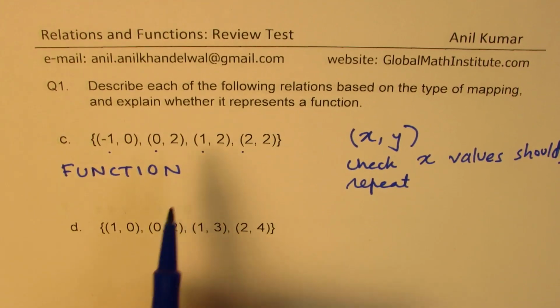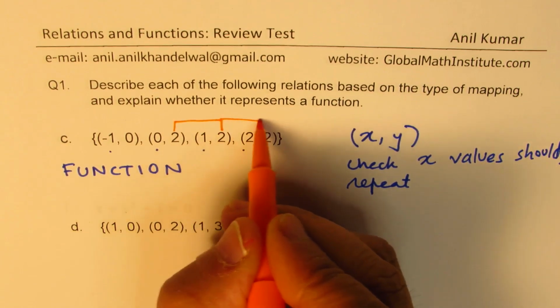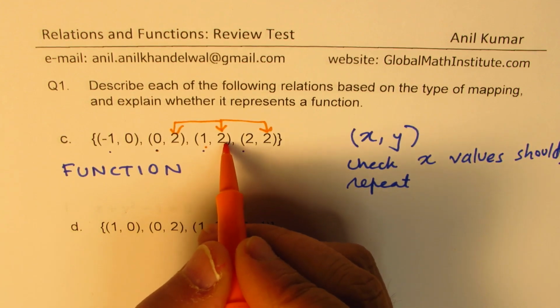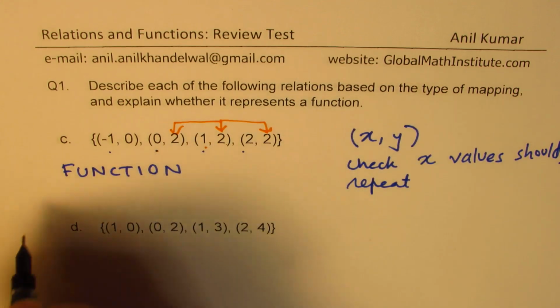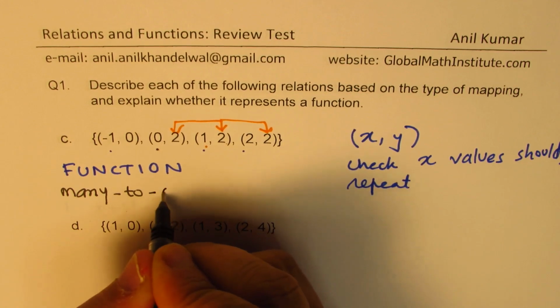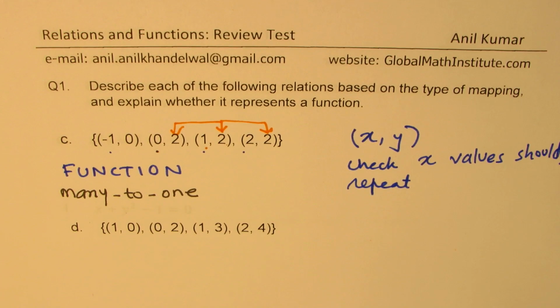Now what type of function is it? We notice that the y values are repeating. That means these two x values are mapped to the same y value, right? So many are related to 1, and therefore we'll call this type of relation many to 1. Is that clear to you? You can always draw a mapping diagram to check your result. We'll do that for the second example.